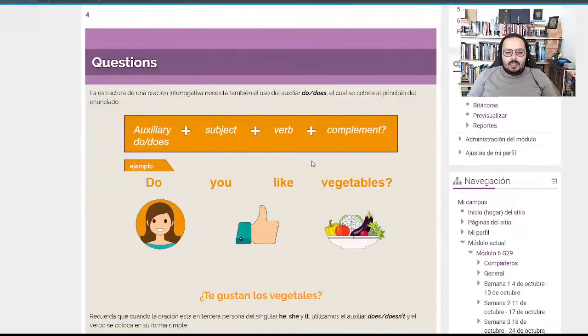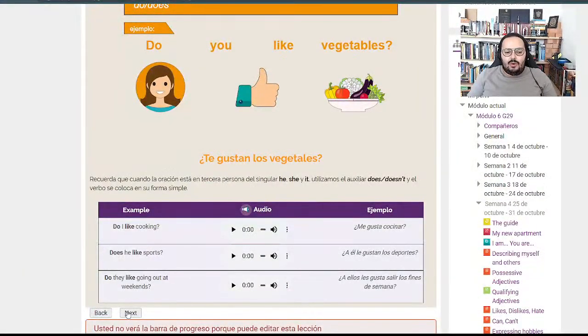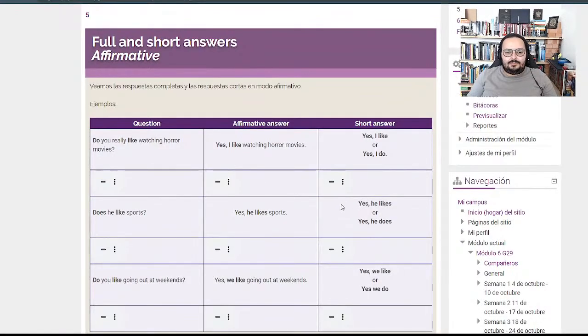Next, we have the question form, and we start with the auxiliary, then the subject, next the verb, and next the complement. Do you like vegetables? Yes, I do. No, I don't. Which are the answers. Okay.